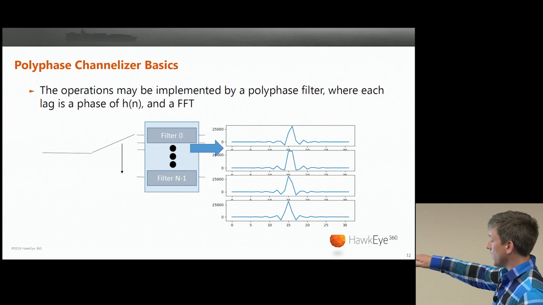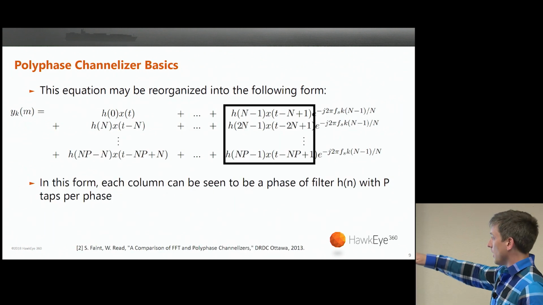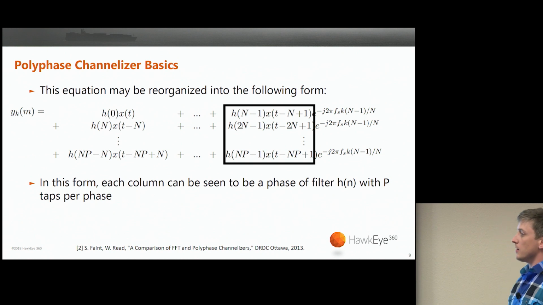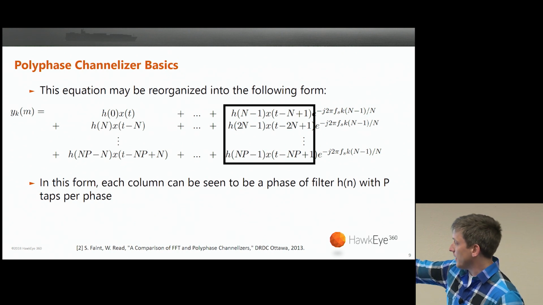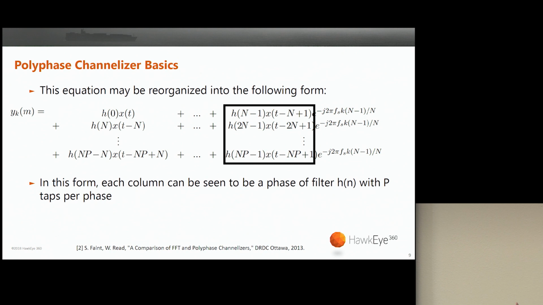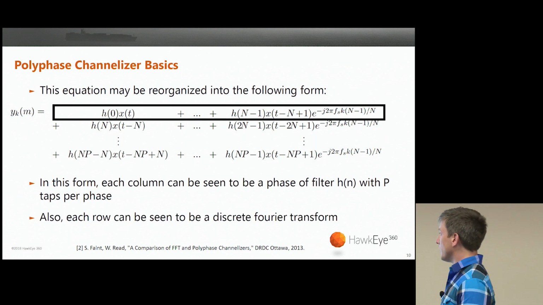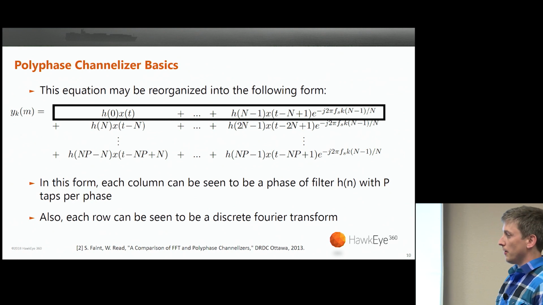And so you can see your h of n, which is the filter that we're using, on the column here, you go down by increments of this n. So first you start at, if you look on the left, it's easier, first you start at 0, then you go to n, then you go to n times p, which is the number of taps per phase. Okay. On the vertical side, on the horizontal side, this is just a Fourier transform.